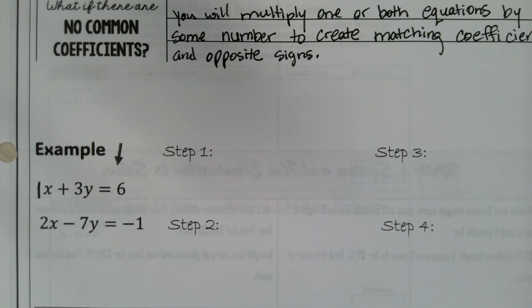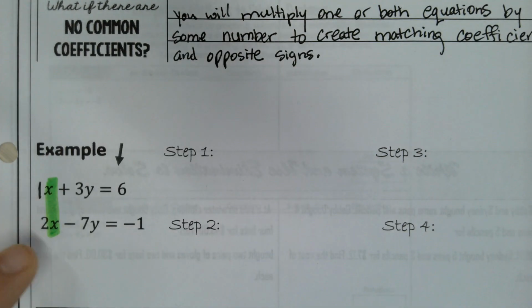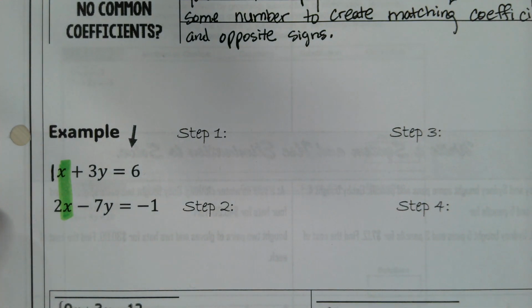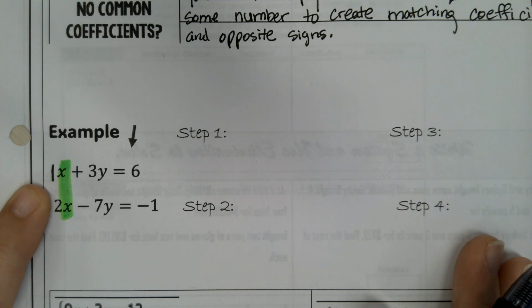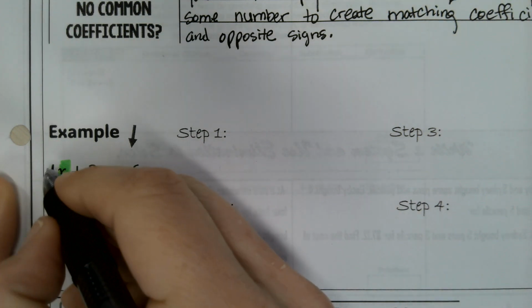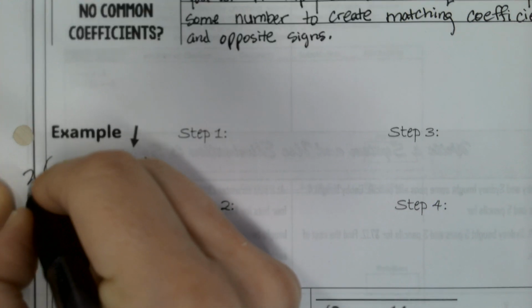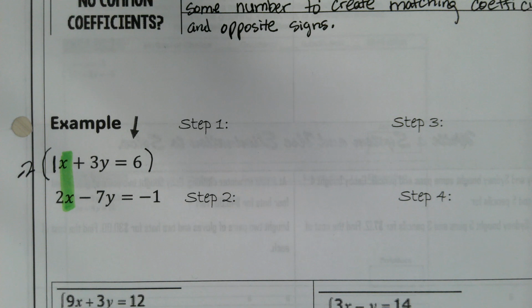So I'm going to tell you that the best option here is the x's. So I want you to highlight your x's. This is the targeted variable that we're going to eliminate. And what I'm going to have to do is make sure that they both have a 2 in front and one has an opposite sign. So since I have to change the 1 to 2, I am going to multiply the first equation by 2, but then I'm going to make sure it's negative because I want opposite signs.